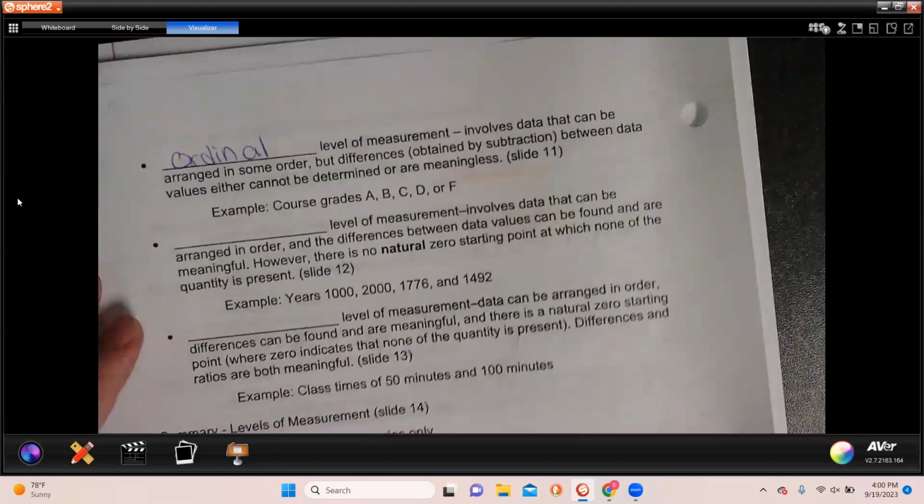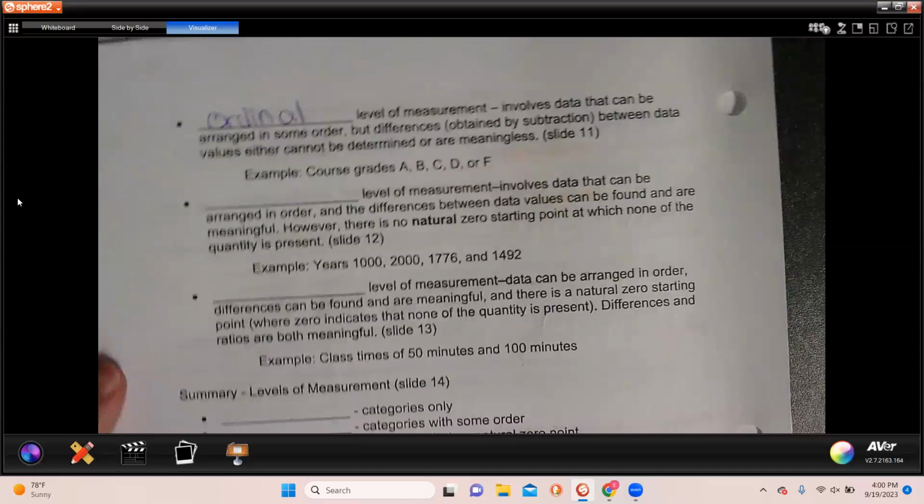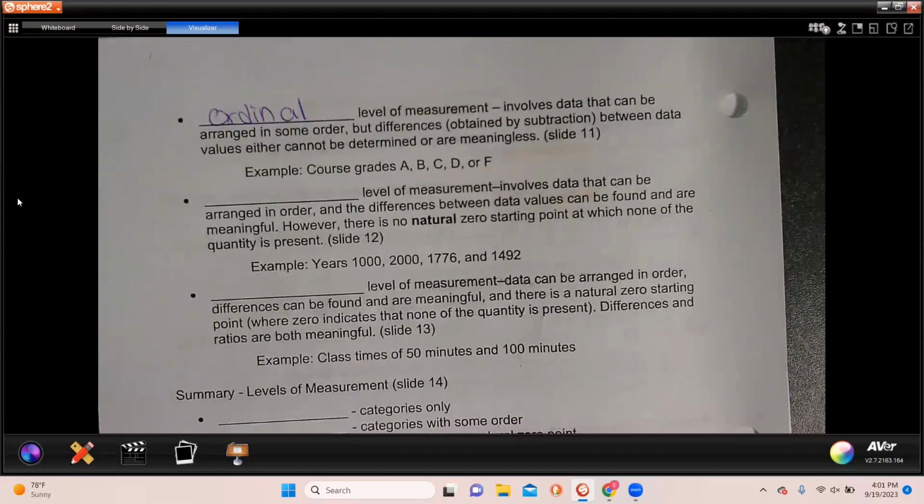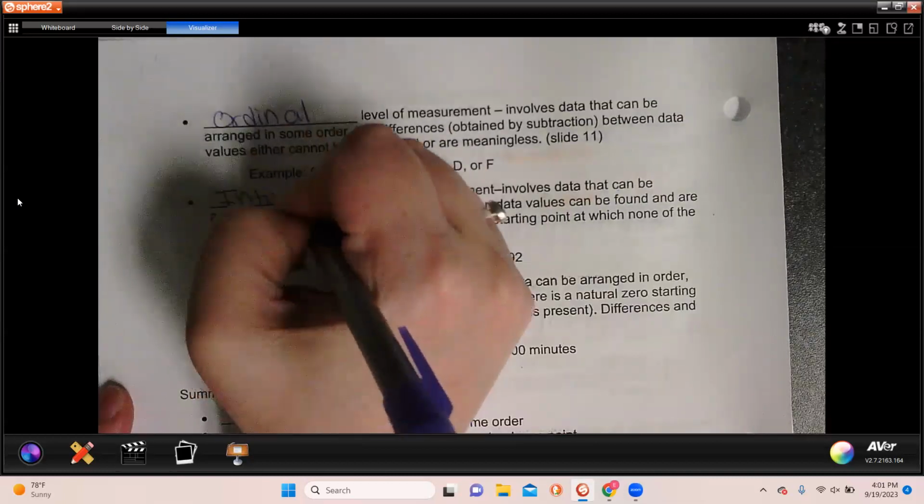Okay, ordinal level of measurement. This is data that can be arranged in some order, but when you subtract those data values from each other, the difference means nothing, or you cannot figure it out. Course grades are one example. You cannot subtract a B from an A. That doesn't make any sense. Those are letters, and you do not subtract them. They're not even variables, they're just pure letters. The next one is interval.